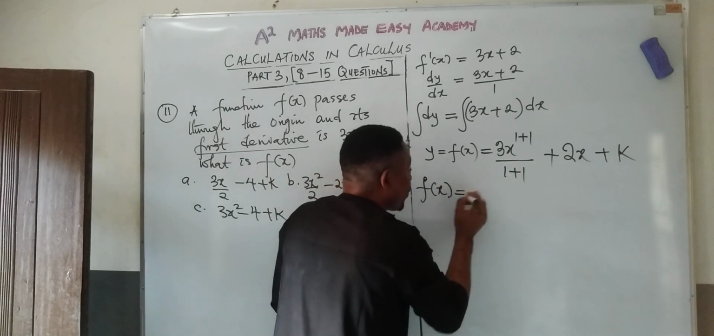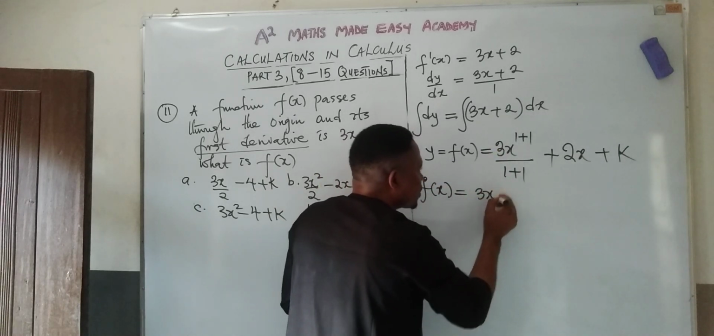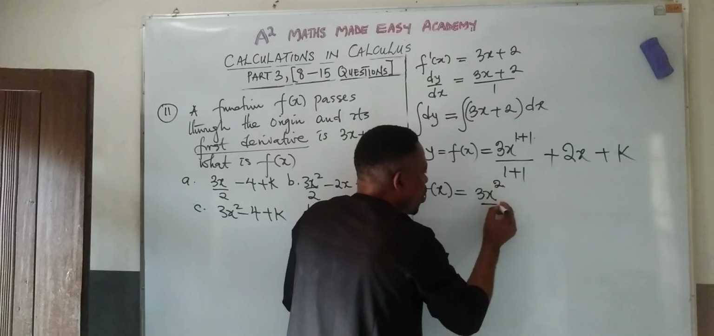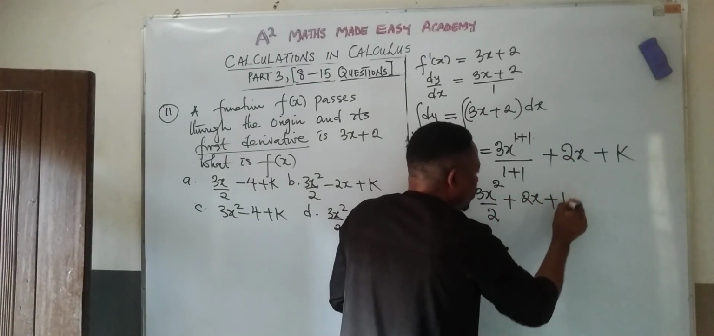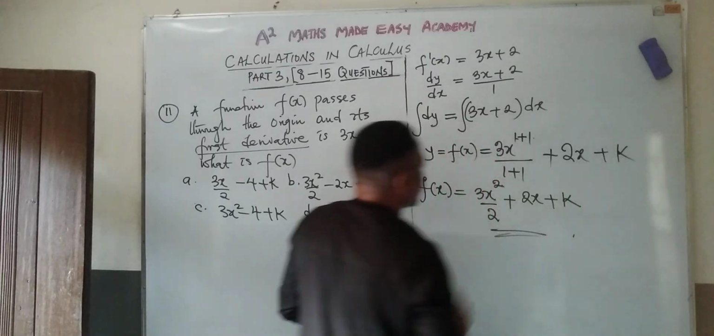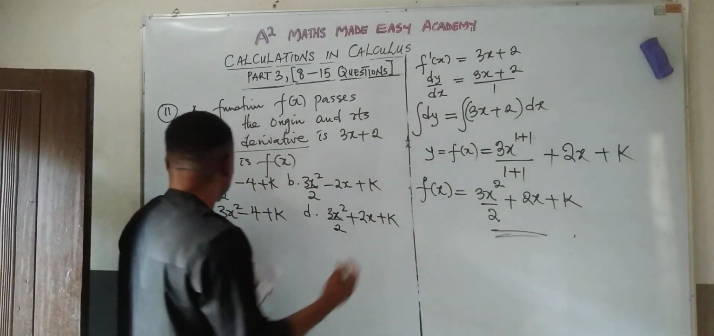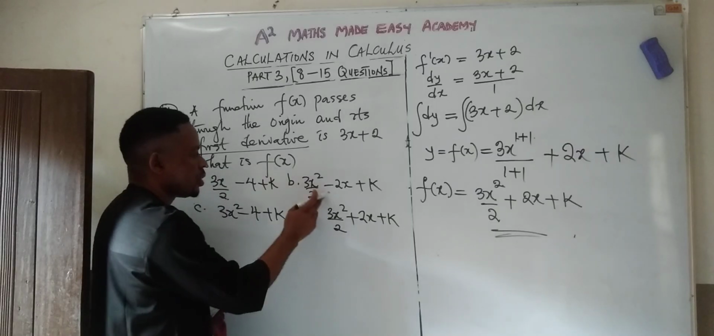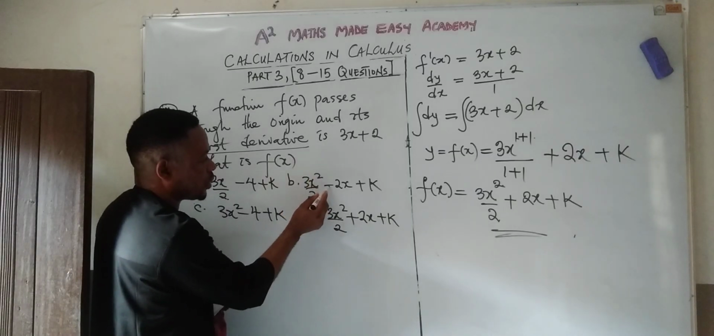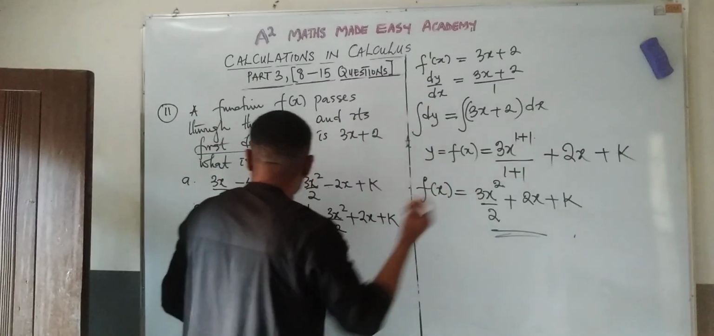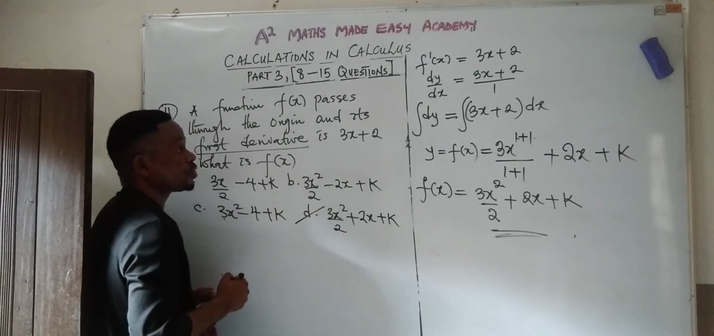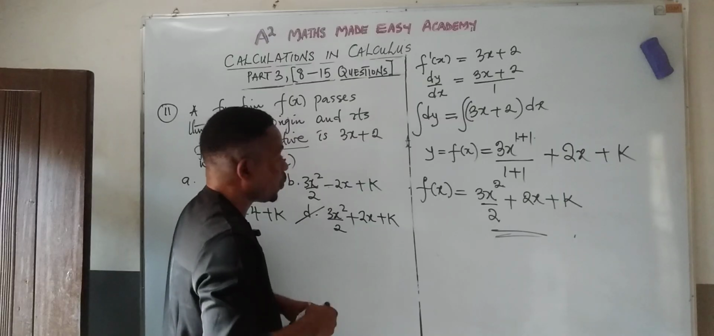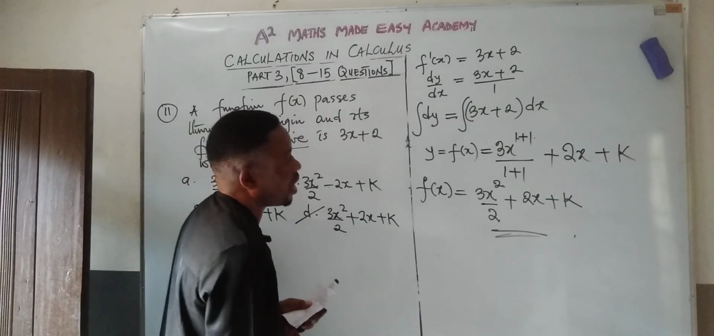Can we fire on? f of x is now, right, this is 3x, 1 plus 1 will give you 2, all over 2. Then plus what is here? 2x. Then plus k. And that is the final answer. Can we observe the options? No. Oh my goodness, it can't be this. Look at it. Here is minus and here is plus. No. Okay, look at this. The correct answer in the options is option D. Have I made myself clear?